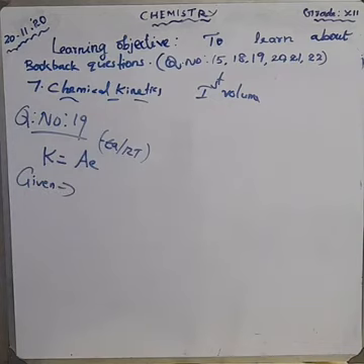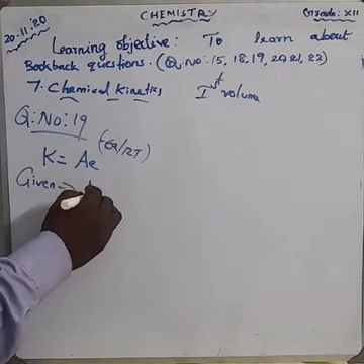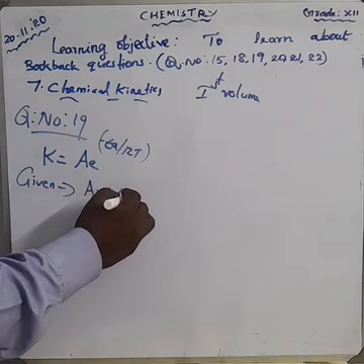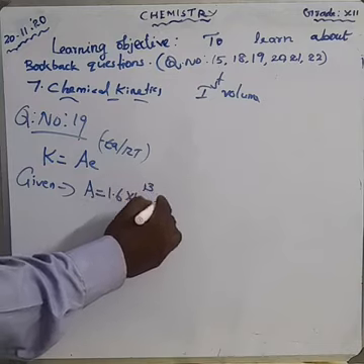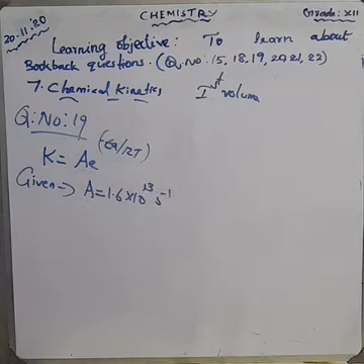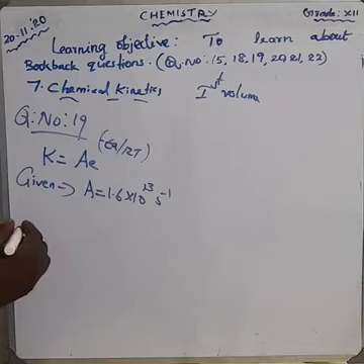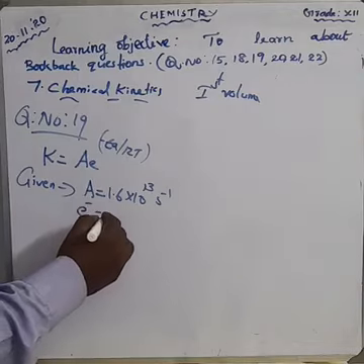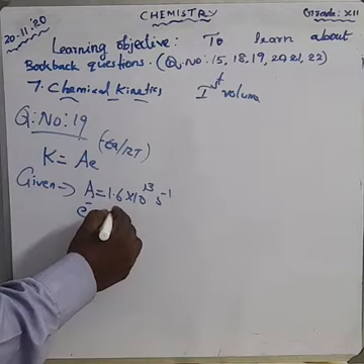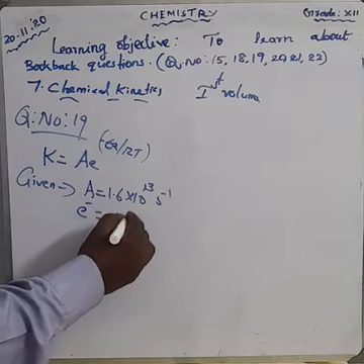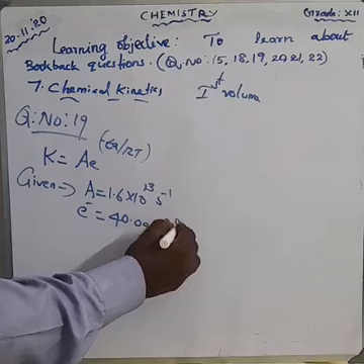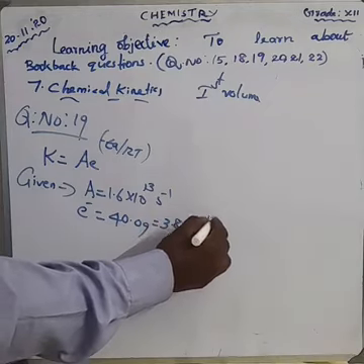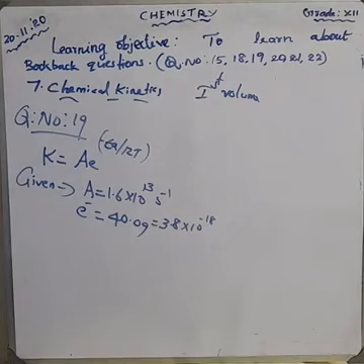What's the given? Frequency factor A is equal to 1.6 into 10 raised to 13 per second. That's the given. Okay. And also the value of E, given in the question, is equal to 3.8 into 10 raised to minus 18. So we should substitute this value.